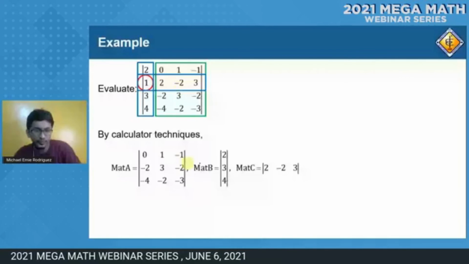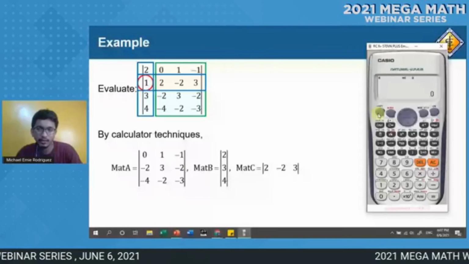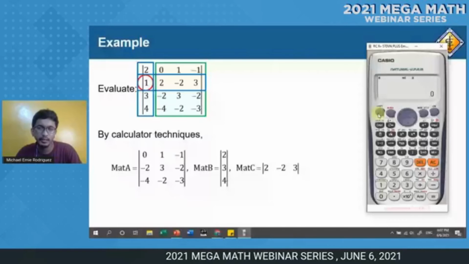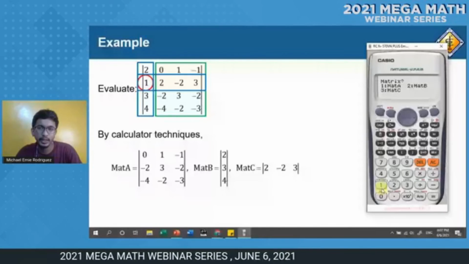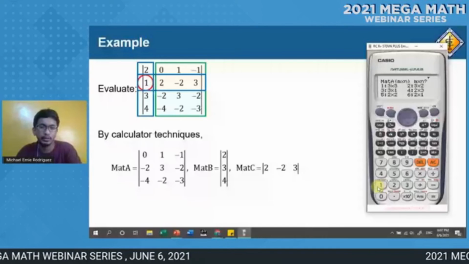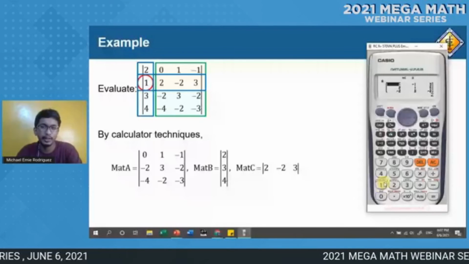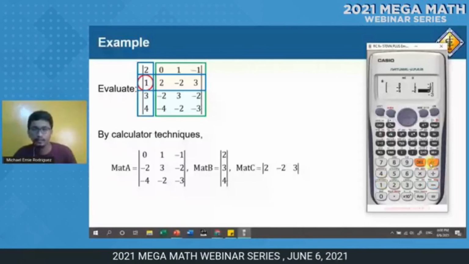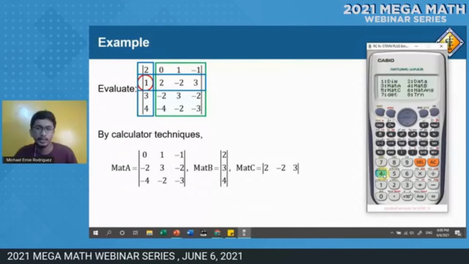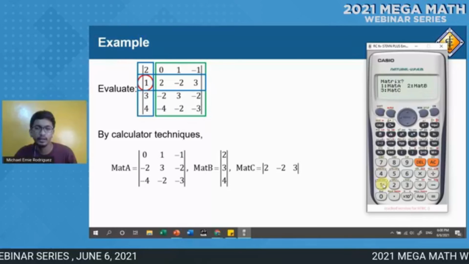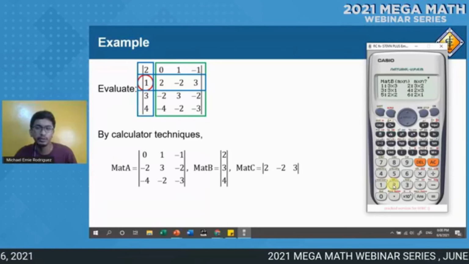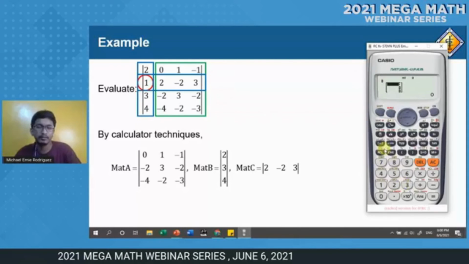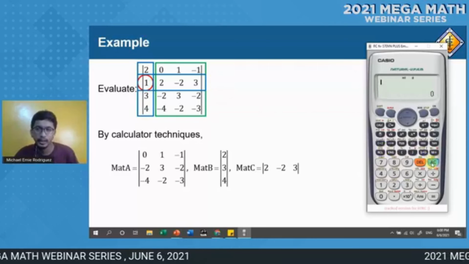We input the calculator. Okay? Input sa calculator. So shift, nakamatrix pa rin tayo. Matrix, dim, 1, matrix A, and then 3 by 3 matrix, number 1. So input natin, 0, 1, negative 1, negative 2, 3, negative 2, negative 4, negative 2, and negative 3. Okay, and then press AC. Input matrix B, shift 4, and then dim 1, matrix B 2, and then that is a 3 by 1 matrix. So number 3. So we have 2, 3, 4.